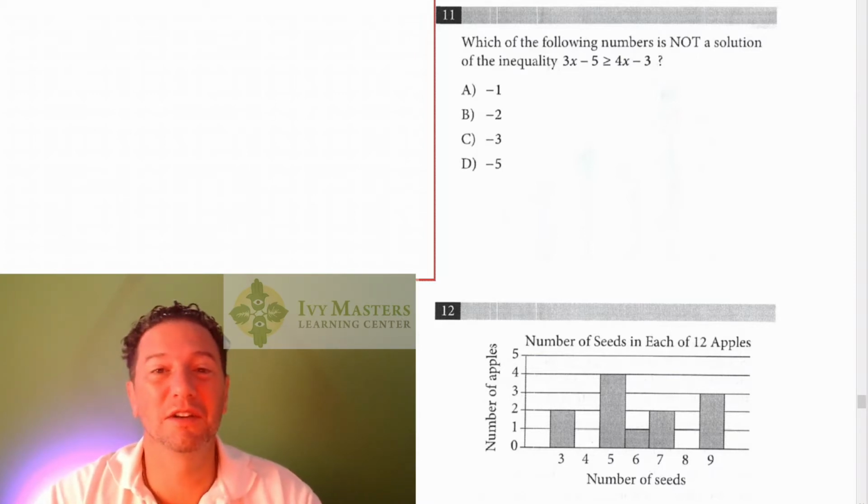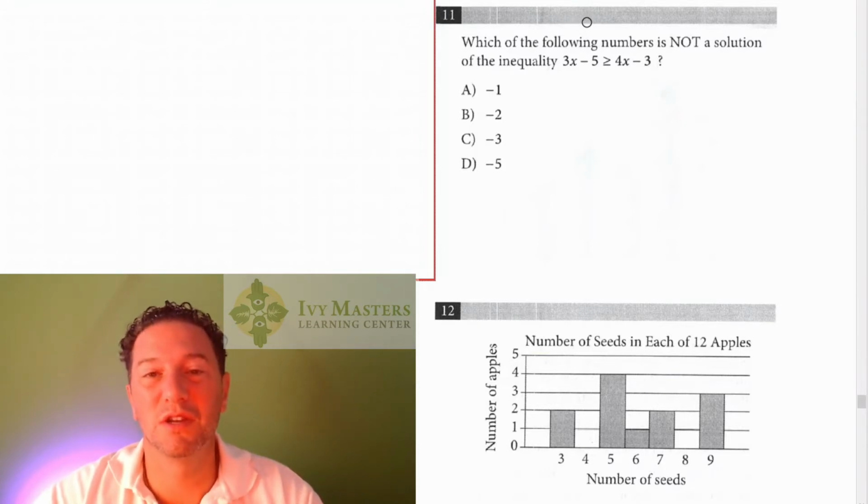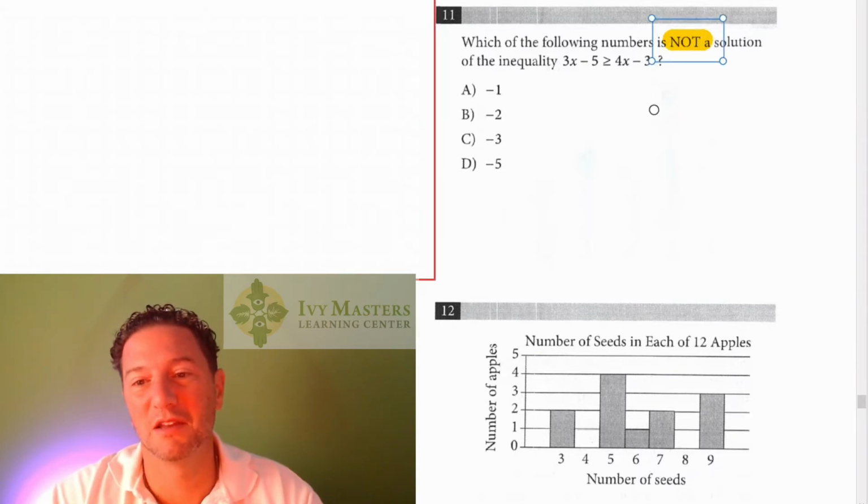Today we're going to look at an SAT math question. In SAT math questions, it's so easily overlooked. Number 11 reads, which of the following numbers is not a solution to this inequality?